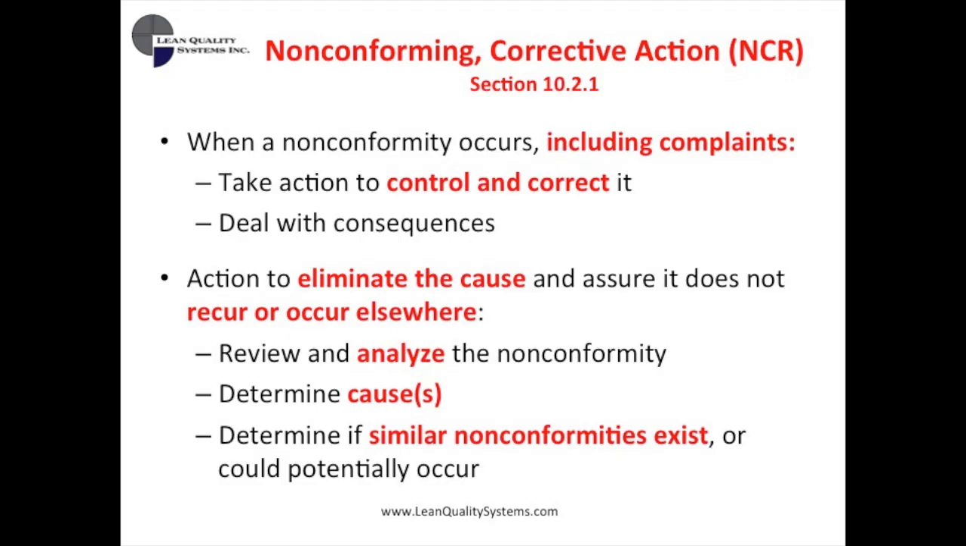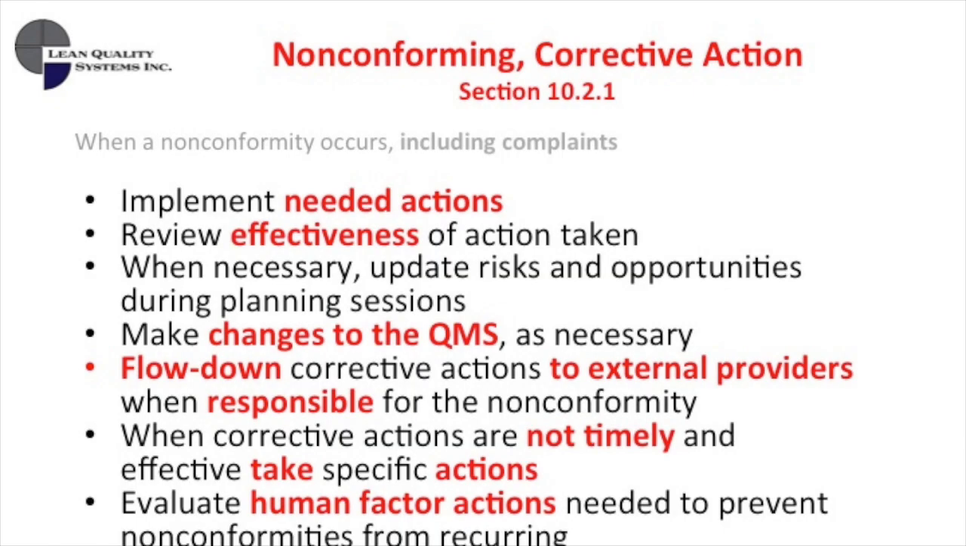Review and analyze the nonconformity. Determine the cause. Determine if similar nonconformities exist or could potentially occur. And implement needed actions. Review the effectiveness of actions taken. When necessary, update risk and opportunities during planning sessions. Make changes to the quality manual as necessary.